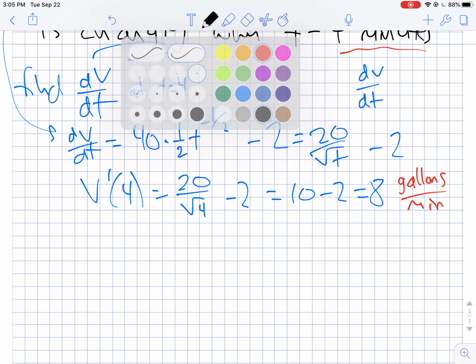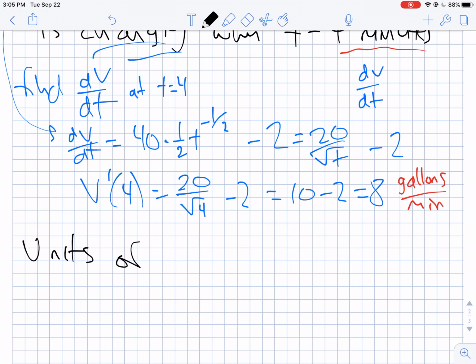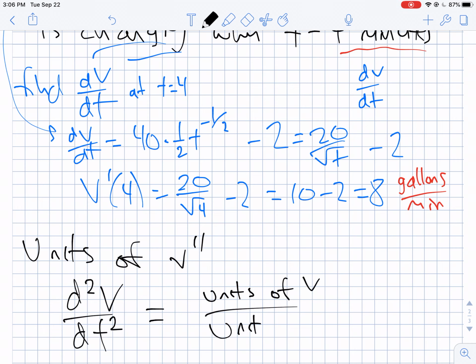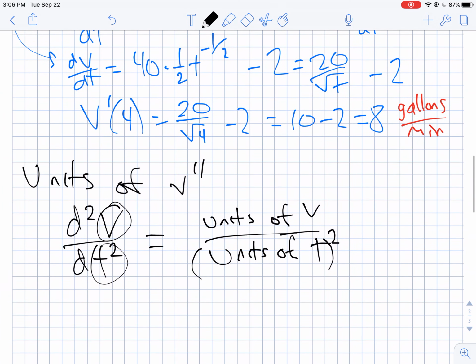One other thing I wanted to talk about: say we want the units of V double prime. Remember, we write that as d squared V over dt squared. As you might guess, it is the units of V divided by the units of t squared. You can see that from the notation, right? We have a V, we have a t squared. The units of volume are gallons, and that would be in terms of minutes squared. In physics, this is kind of like an acceleration type thing.